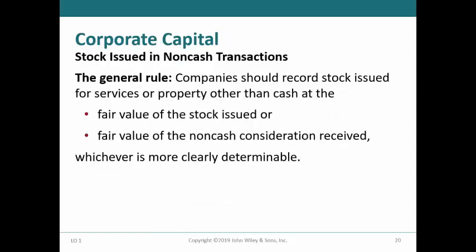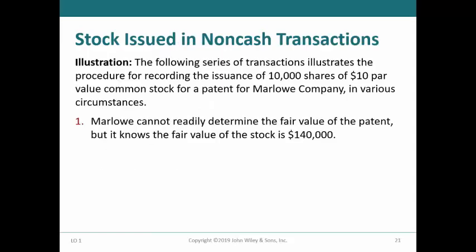Corporations, especially when they are being formed, may choose to issue shares of stock in lieu of cash for services and property. The general rule is to record the transaction at the fair value of either the stock issued or the non-cash consideration received, whichever is more clearly determinable. To illustrate stock issued in a non-cash transaction, we will consider Marlowe Company, which acquired a patent in exchange for 10,000 shares of its $10 par value common stock.